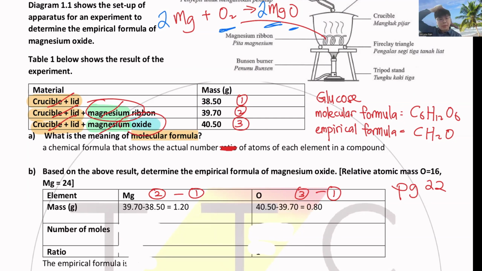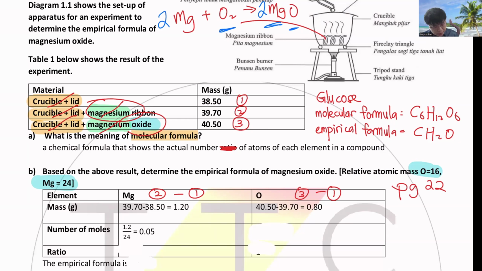This is the basic, because today we're going to do the calculation part for chapter 3. Most schools give chapter 3 quite a lot of marks in the first midterm exam. Once you get this, they will give you the number of moles. Magnesium is 24, oxygen is 16. So you start to divide.